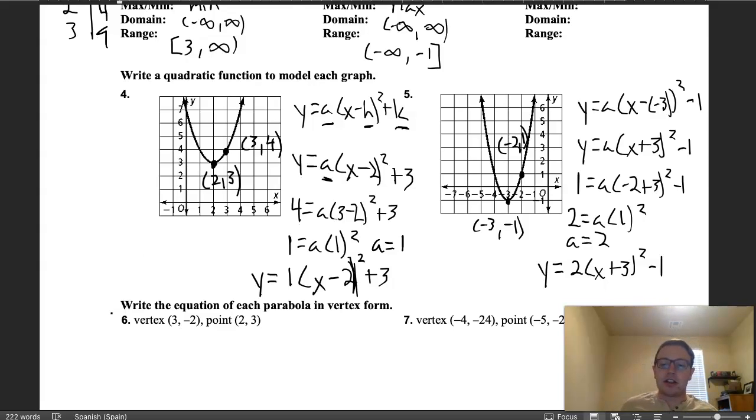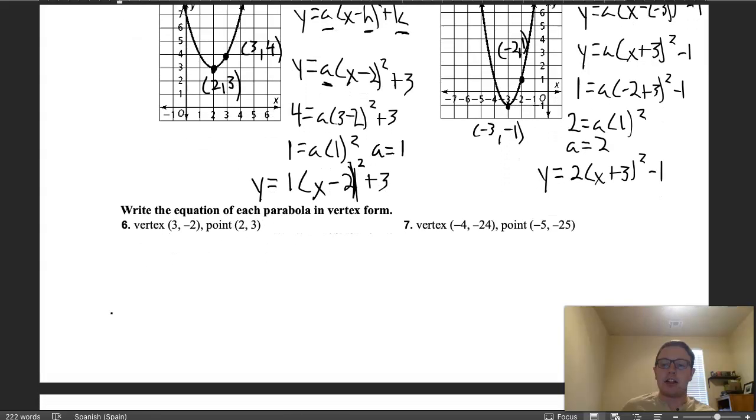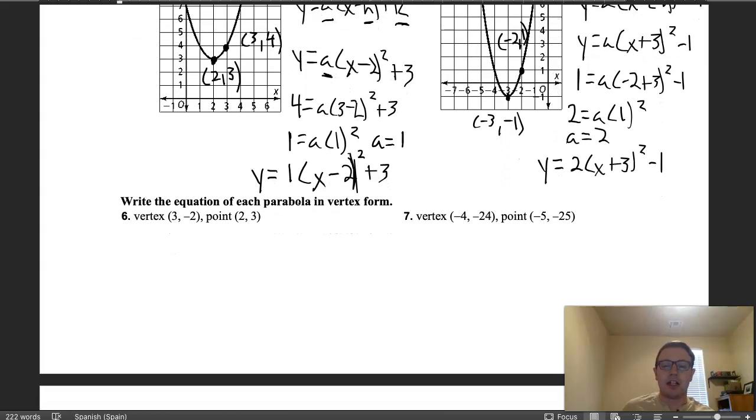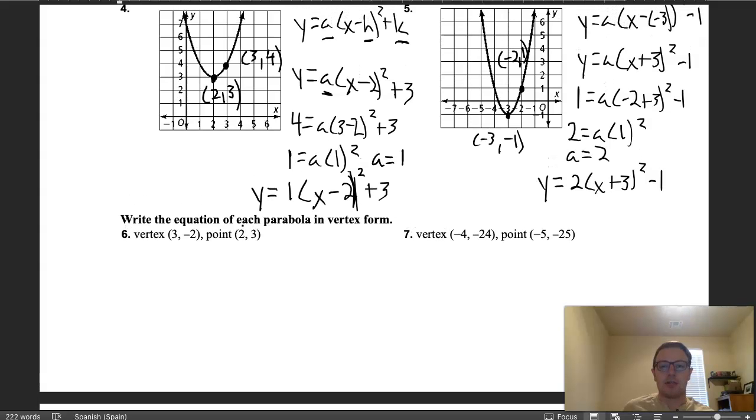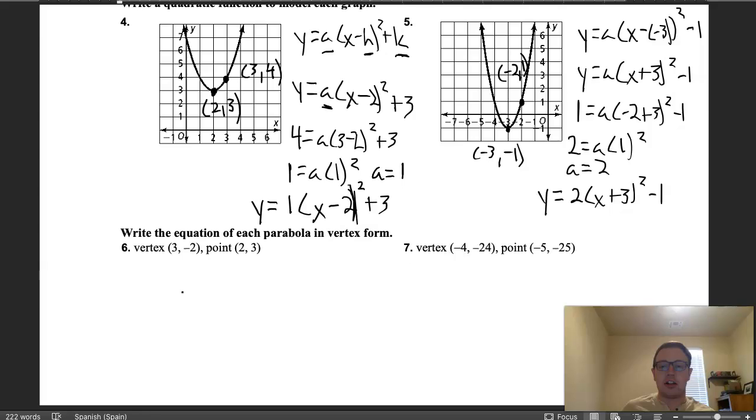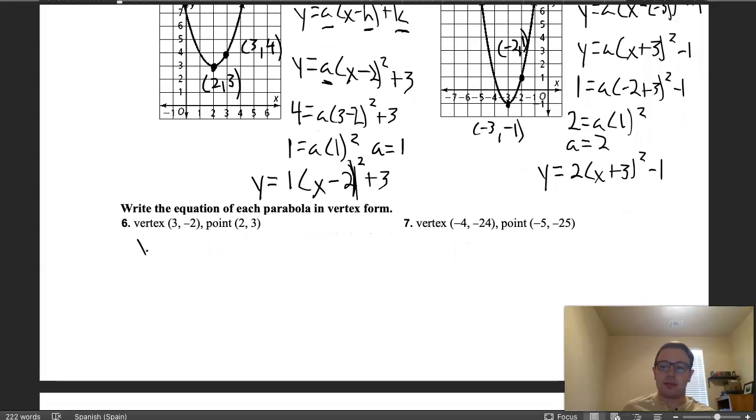These next two questions are more or less the same. We're writing the equation of each parabola in vertex form, except this time we're given the 2 points. So we're just going to follow the same steps as above, where we'll substitute in the vertex. This becomes y is equal to a times (x minus 3) squared minus 2. And now we're going to substitute in the point 2, 3.